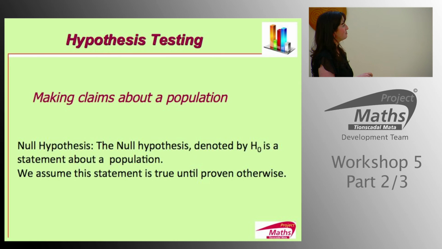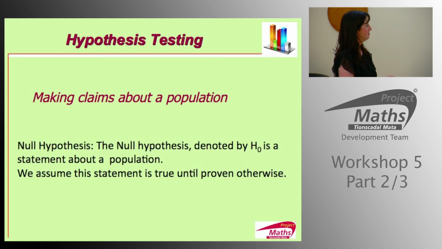And this claim is called the null hypothesis. So the null hypothesis is denoted by H with a little 0, and it's a statement about a population. And what we're going to do is we always assume the statement to be true and try to prove otherwise. So like in a court of law, you assume it to be true and it's up to us to prove that it's not.